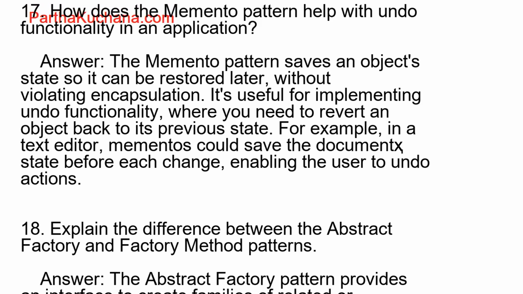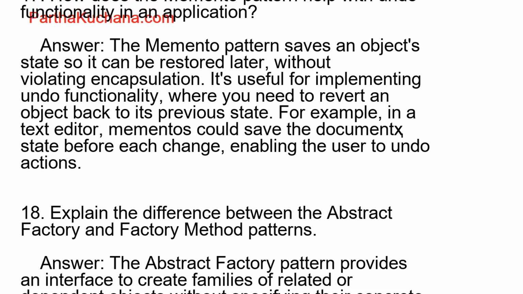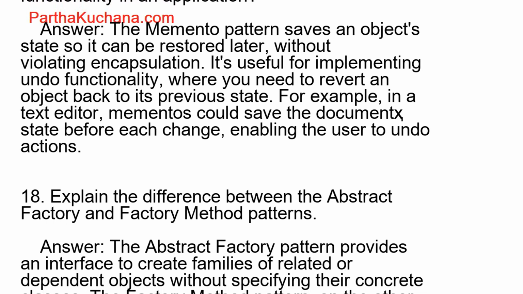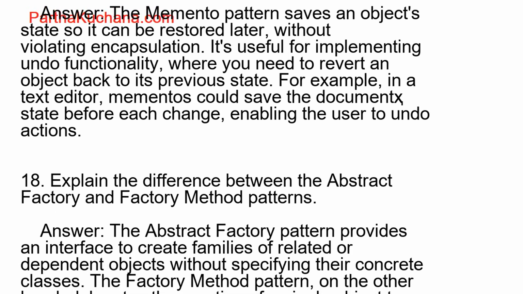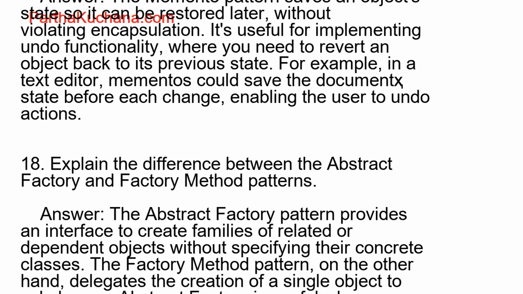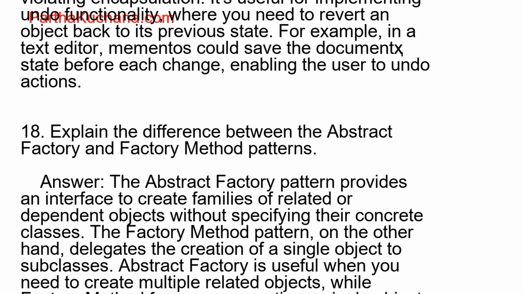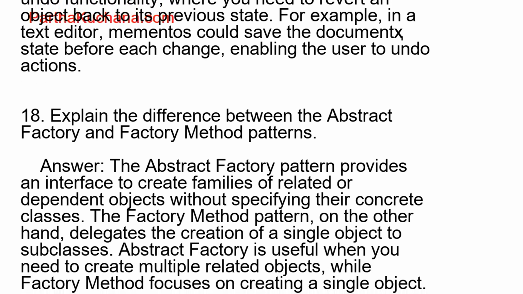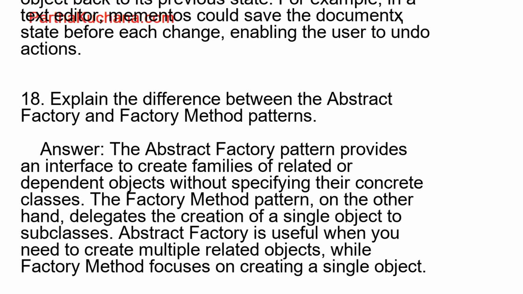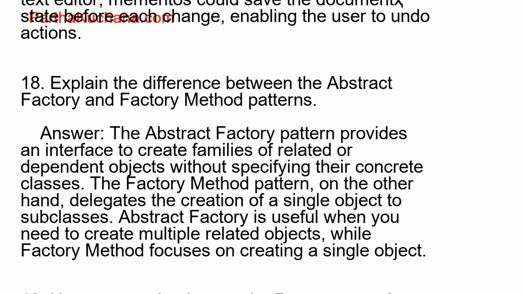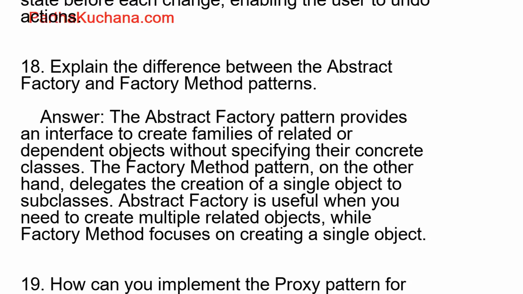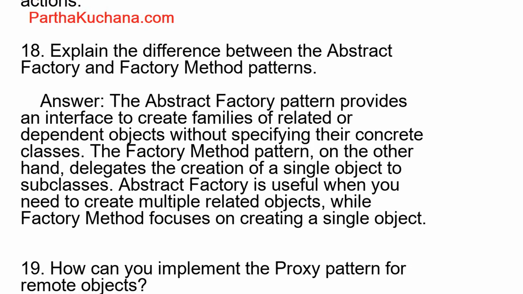Answer. The proxy pattern acts as a surrogate for another object, controlling access to it. In the case of remote objects, a proxy can handle communication with the actual object over a network, ensuring that the client doesn't need to know about the complexities of network communication. This can be seen in systems like Remote Method Invocation (RMI). 20. When would you use the state pattern to manage an object's behavior?